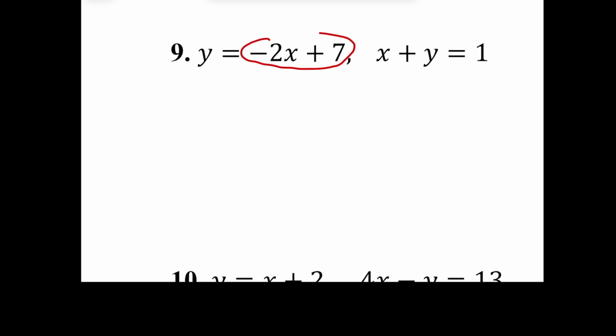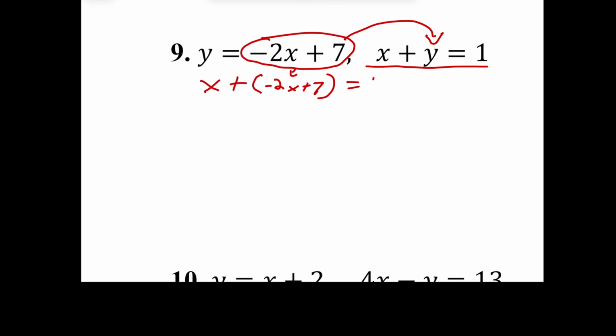Here I'm going to take y equals blah, and I'm going to plug it into the y. Now I'm going to take this whole equation, and I'm going to write it out right here. X plus, now I'm not going to write y. What am I going to write instead? Negative 2x plus 7. Don't forget that negative. And all of that is going to equal 1.